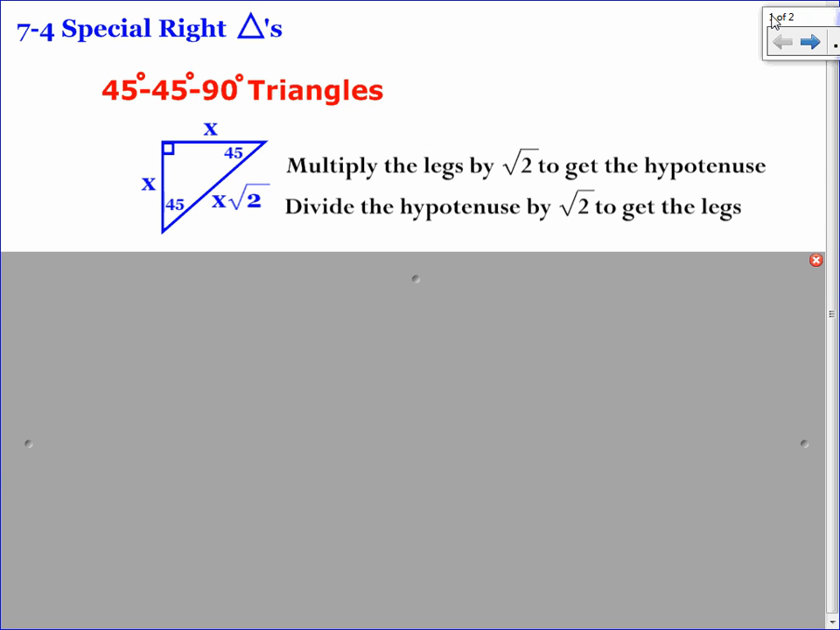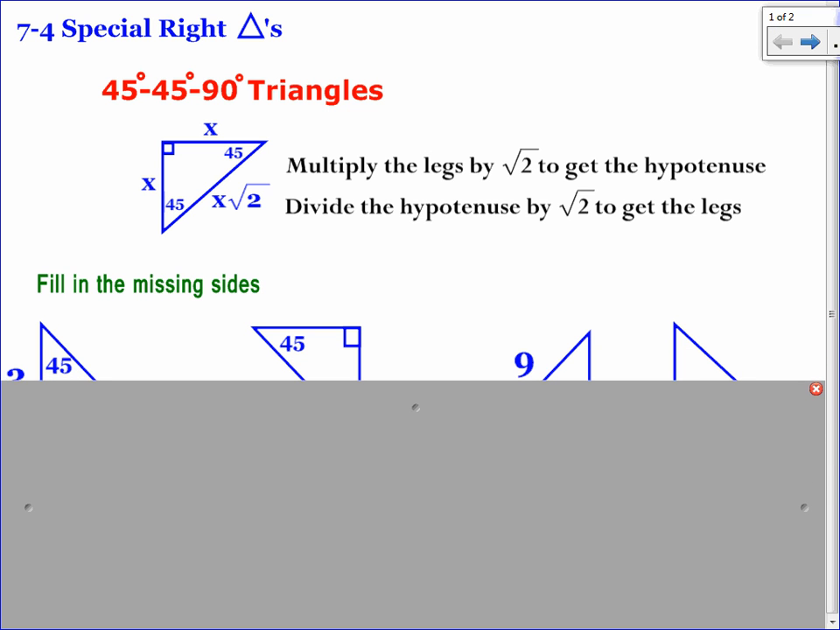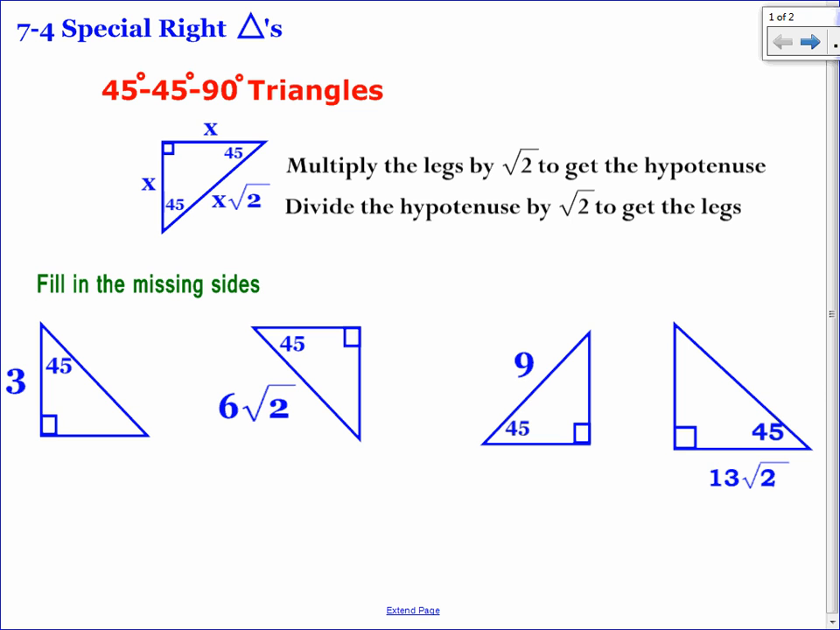So here are two rules on working from the legs to the hypotenuse or from the hypotenuse to the legs, because they're only going to give you one side and you have to fill in all the others. So let's try that. Here are 4 examples. Notice I've only given you one side, and we're just going to follow the pattern from up above, from that blue triangle.